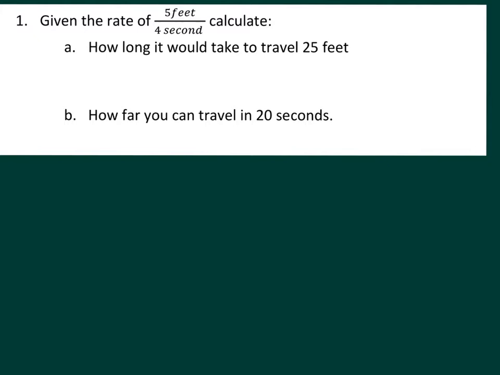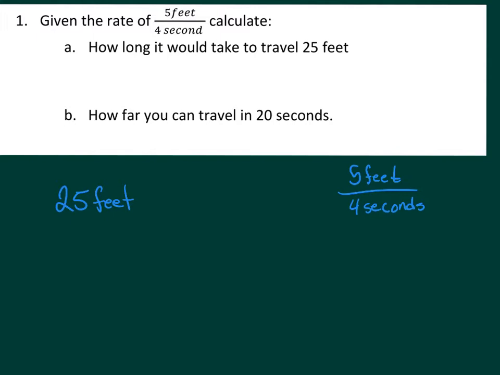So let's start off by reading: given the rate of 5 feet for every 4 seconds, calculate how long it would take to travel 25 feet. So for this, I'm going to start off with my 25 feet. I want to know how far I can go in 25 feet if I'm going at a rate of 5 feet for every 4 seconds. Now, going back over, it's important to remember that 5 feet for 4 seconds is my rate.